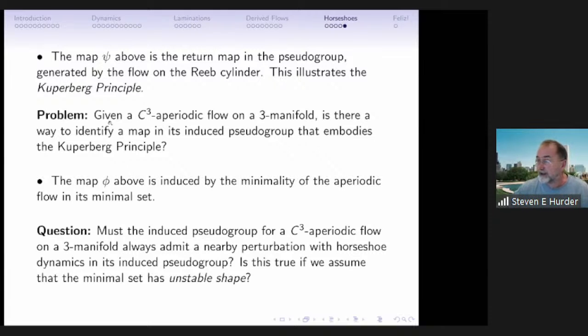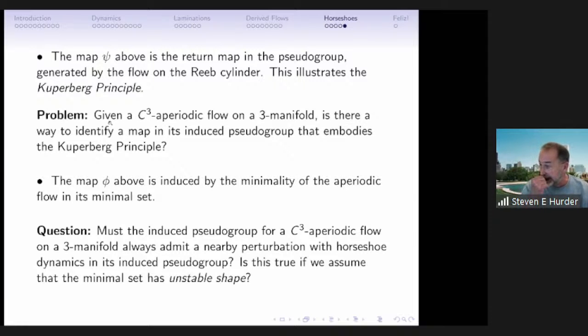Can you find the aperiodic flow's contraction axis? That's basically the issue. And then find an element in the return map that pulls the orbit along that axis. If you can, that gives you this map, psi, in the previous slides. The other map, phi, is just a return map from the periodicity, the fact that it's a minimal set.